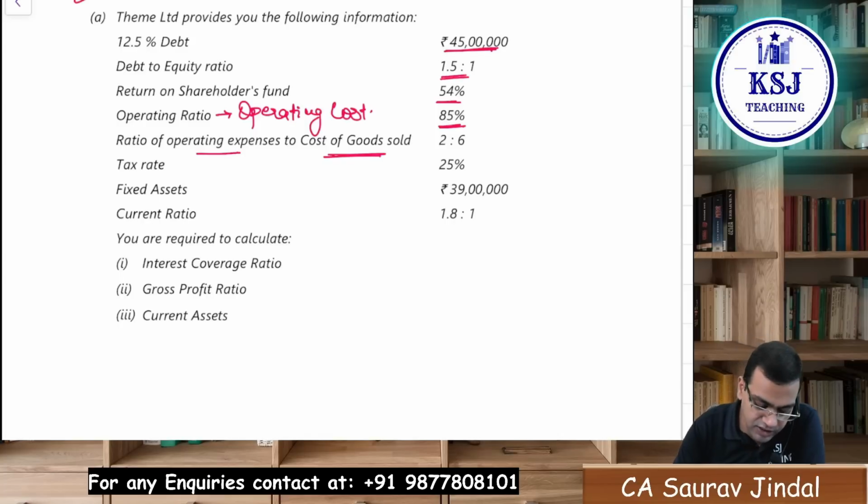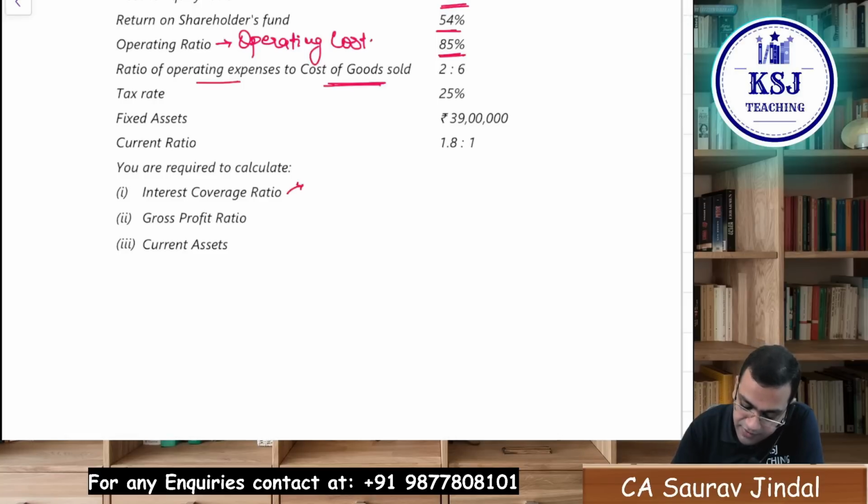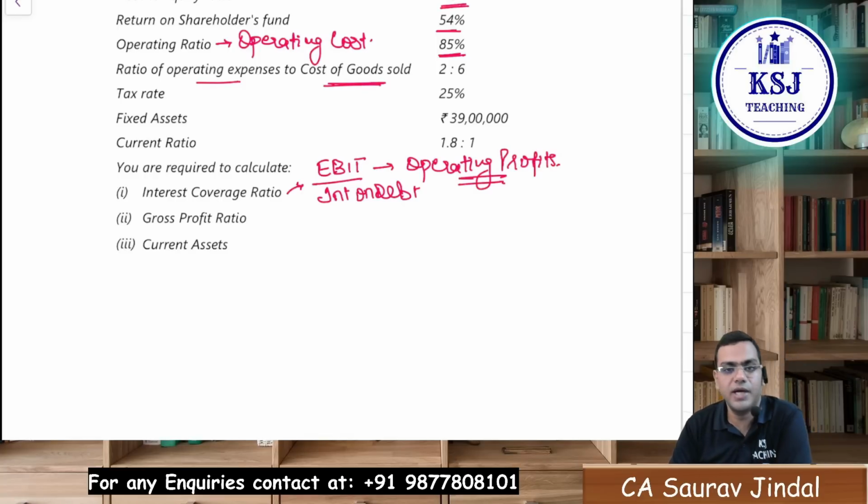What is the interest coverage ratio? The interest coverage ratio tells us, whatever interest is to be paid on debt, whether we have sufficient profits available to cover it. Which profits? Operating profits. What is the formula? That is EBIT divided by interest on debt. EBIT is nothing but your operating profit.